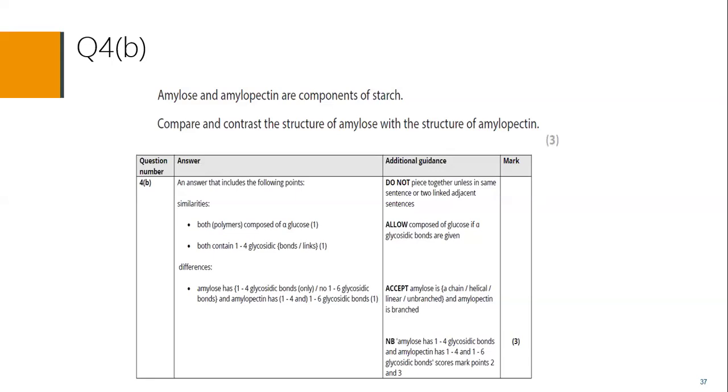The additional guidance is to not piece together, so they can't just list all they know about amylose and then all they know about amylopectin. It has to be a comparison. And then there's other things that are allow or accept. And then a comment at the end. So if you mark the ones you've got, you've got 4 in your pack. If you could mark those and put the marks you get into the chat box, and then we'll have a look at them.